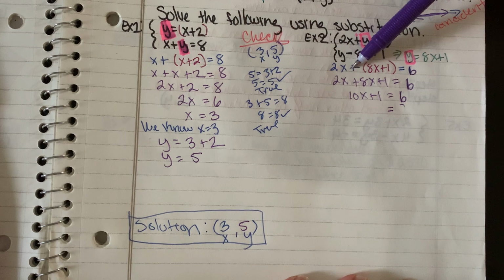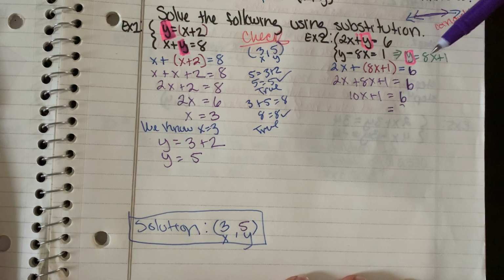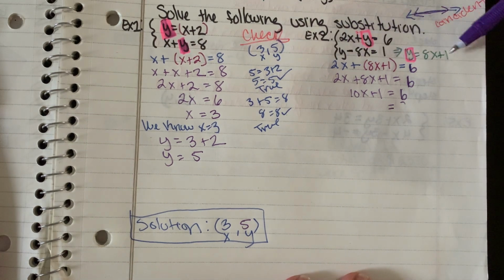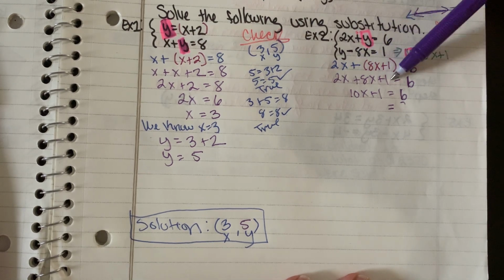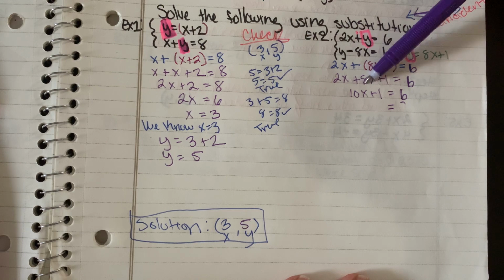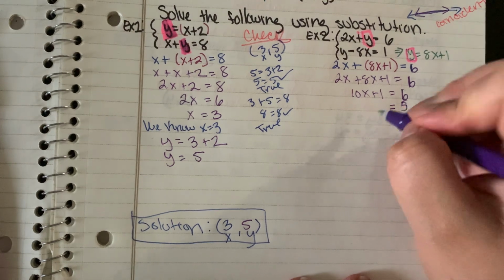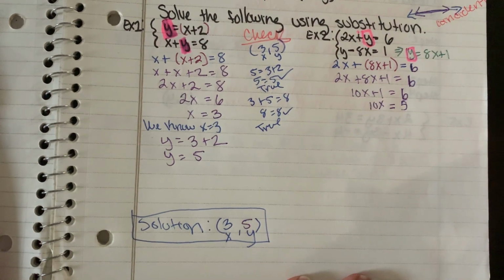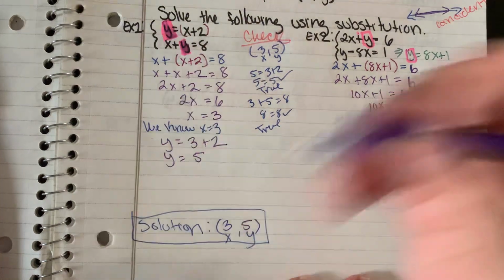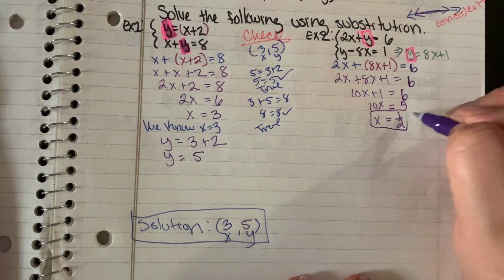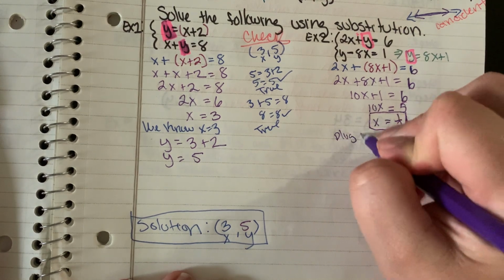So I have 2x plus, when I solved for y, I did plus 8, so 8x plus 1. So 2x plus 8x plus 1 equals 6. So then we have 2x, we multiplied, right? Nothing happened. So 2 plus 8 is 10. Bring down my 1, subtract 1, so this would be 5. So we have 10x. Divide both sides by 10, so x equals 1 over 2. So this is the first part of your answer. So then now we're going to plug in.